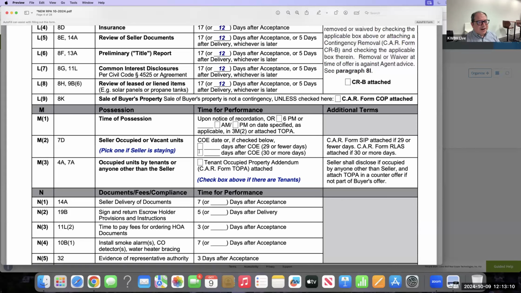All right. What happens when you have tenants in a property? When you have tenants in a property, you're going to check this box, tenant occupied property addendum. If you check this box, it's going to pull up this addendum. The first line of the addendum is going to say property to be delivered vacant, or there's a checkbox, property to be delivered with tenants. You don't have to worry about it unless there are tenants, and then, trust me, you'll be reading that tenant occupied property addendum.